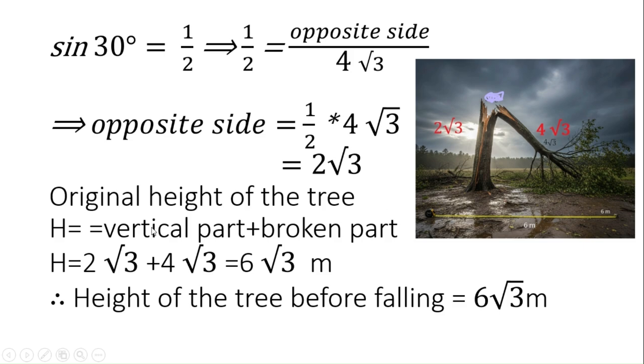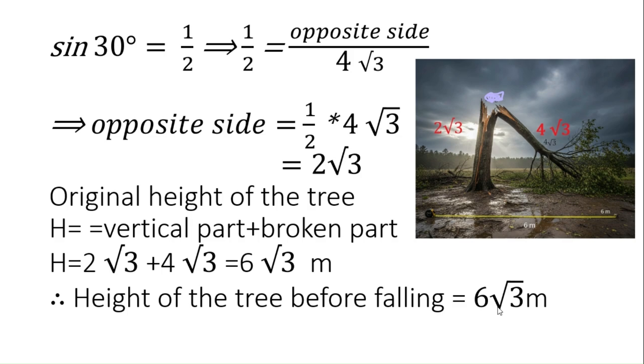So the original height is nothing but 2 into root 3 plus 4 into root 3. That is nothing but 6 into root 3 meters. So it is the height of the tree before falling. If the root 3 value is specified in the problem, you can further simplify it. Otherwise, while finding the height of the tree, leaving it as 6 into root 3 meters is also fine.